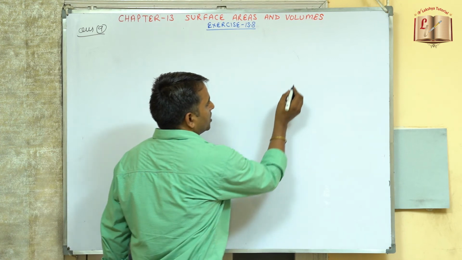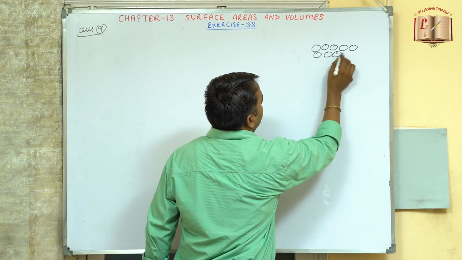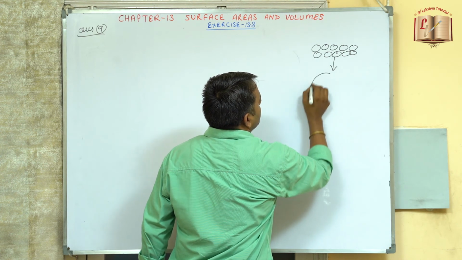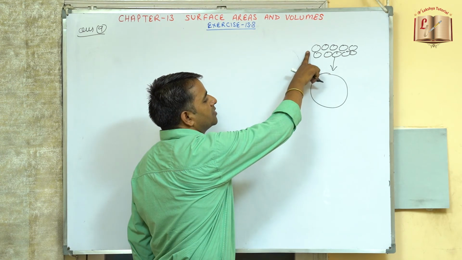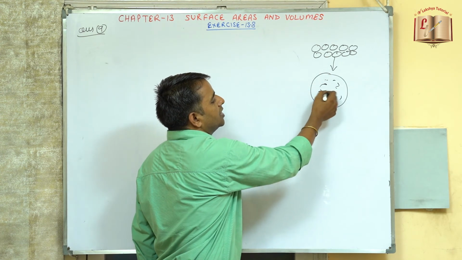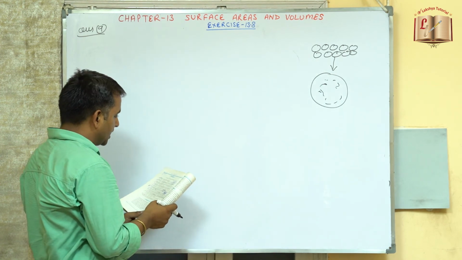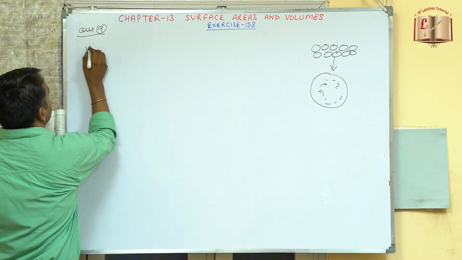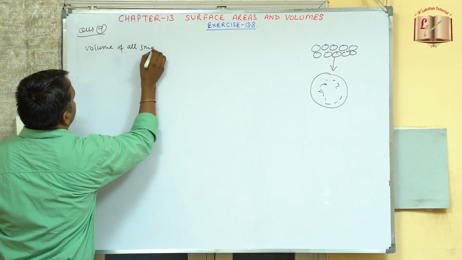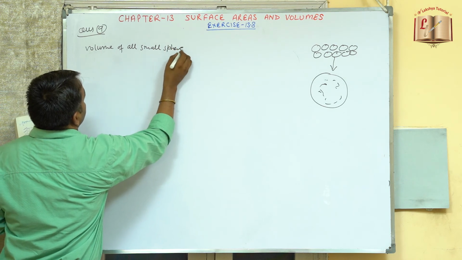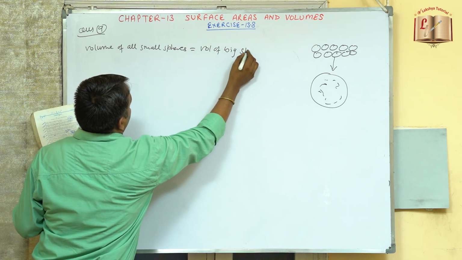So 27 छोटे छोटे स्फेयर्स को, ये छोटे छोटे ऐसे ऐसे स्फेयर्स को अभी मेल्ट करके एक बड़े स्फेयर को बनाया हुआ है. तो अभी now the volume of all these spheres will be equal to the volume of this bigger sphere. तो अभी हम इसी फंडामेंटल को लेकर के जाते हैं. Volume of all small spheres will be equal to volume of big sphere.